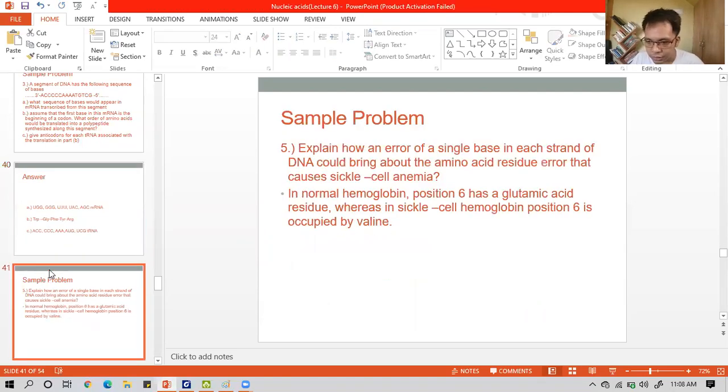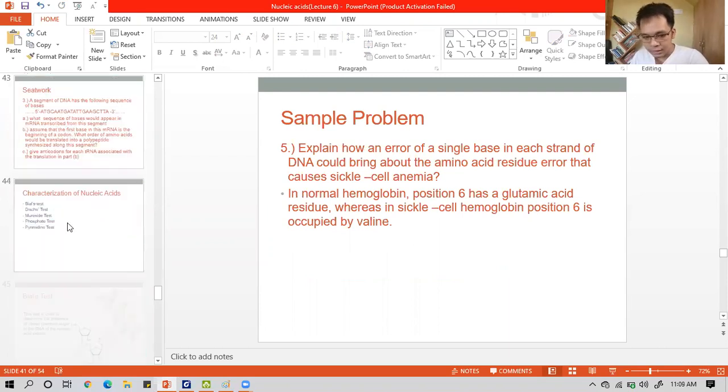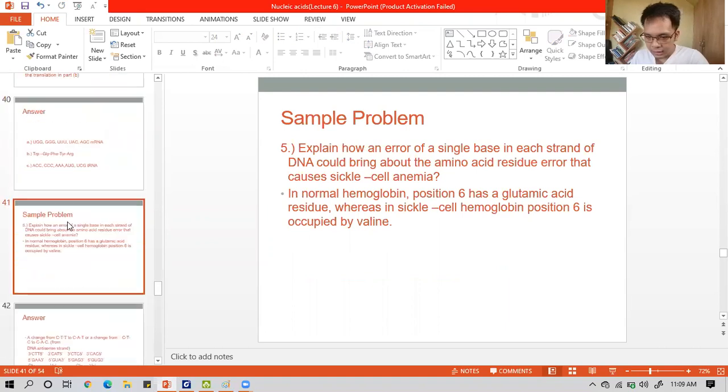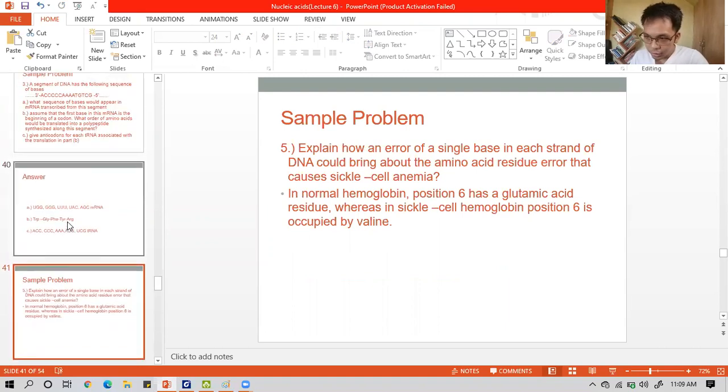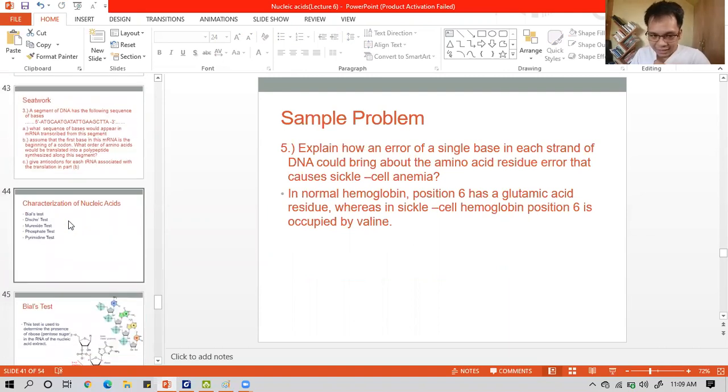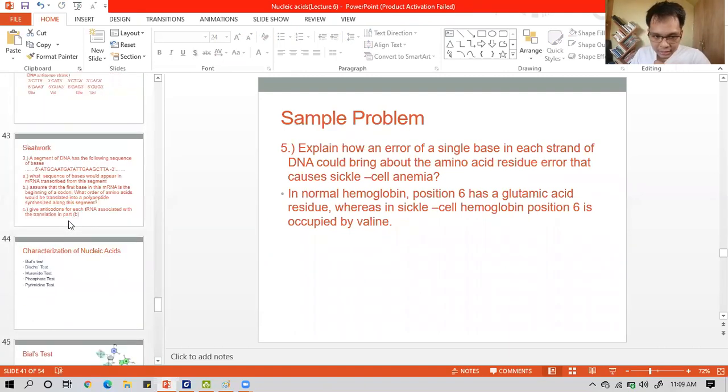Okay. This is our sample problem number 5, which will be, of course, a part of your learning activity. Don't answer this sample problem number 5 until I officially post it as your learning activity. But if I forget to post it, okay, you're lucky. So, like that. Okay, next.